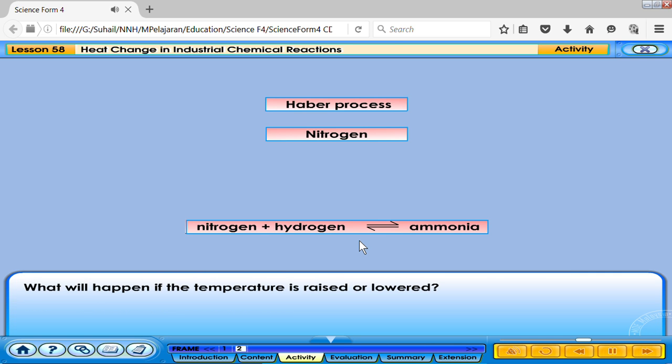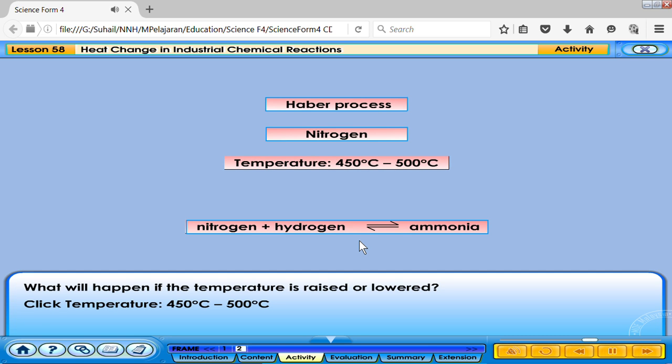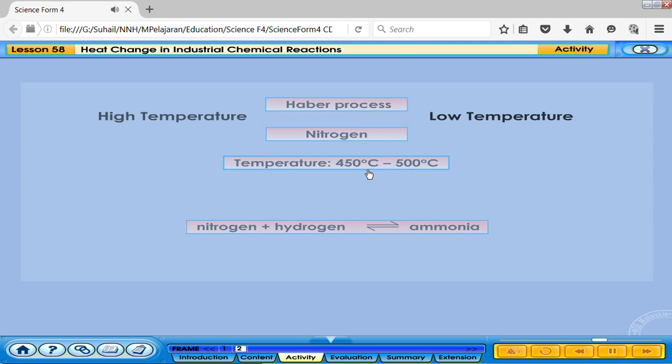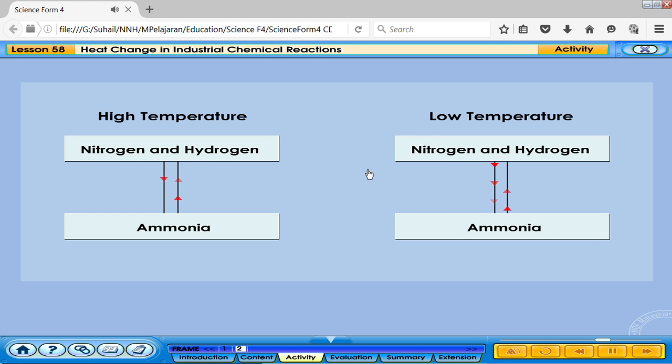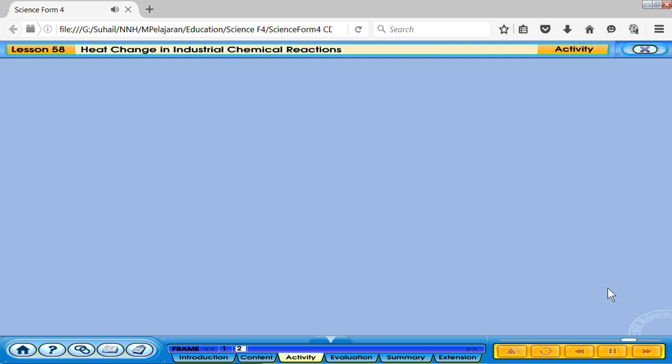What will happen if the temperature is raised or lowered? Click Temperature 450 degrees Celsius to 500 degrees Celsius. High temperature causes ammonia to decompose back to nitrogen and hydrogen. On the other hand, if the temperature is too low, it will increase the formation of ammonia. However, the rate of the reaction is slow. The optimum temperature is 450 degrees Celsius to 500 degrees Celsius.